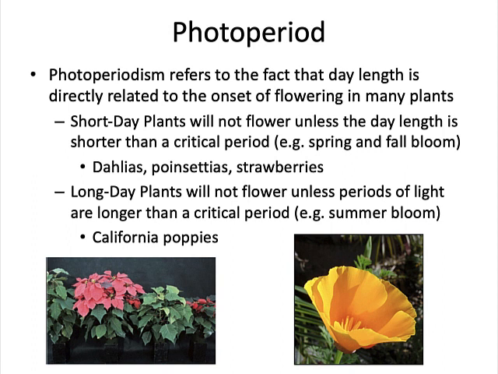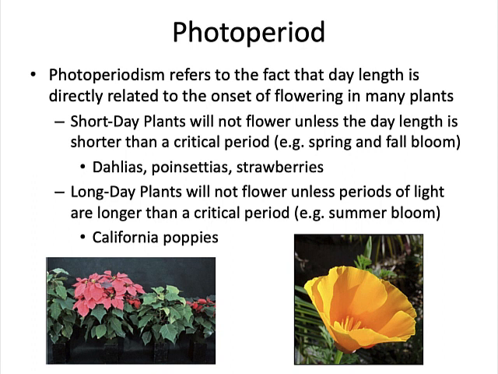Photoperiodism refers to the fact that day length is directly related to the onset of flowering in many plants. And we can break down photoperiodism into several different types of plant groups. In either case, photosensitive pigments are signaled by light and gene expression occurs.